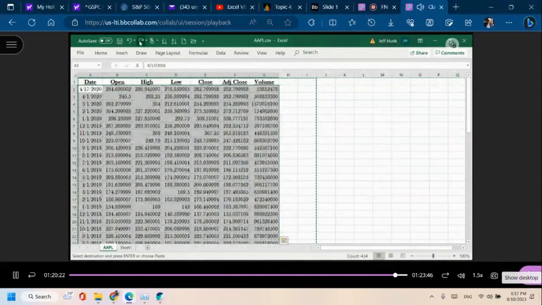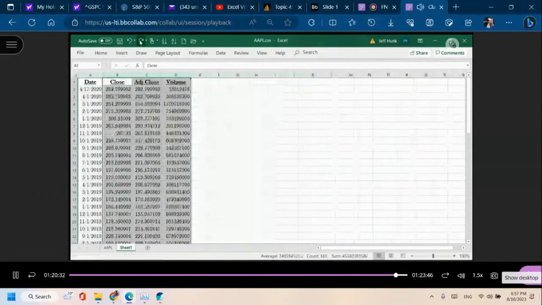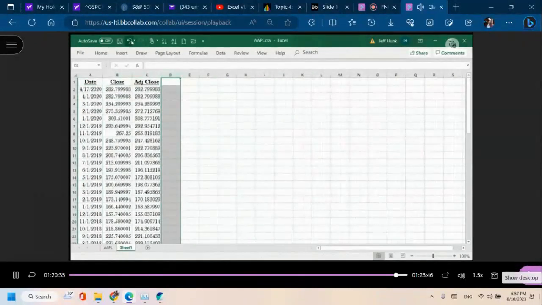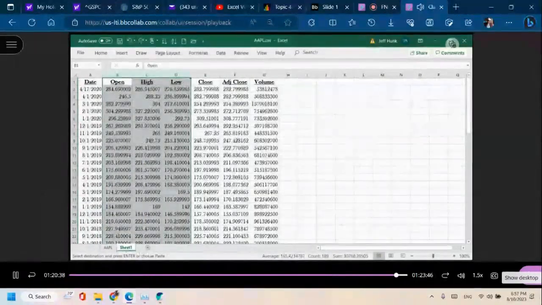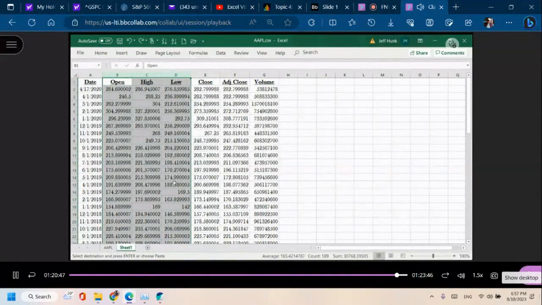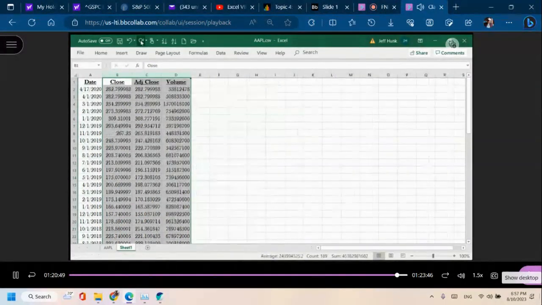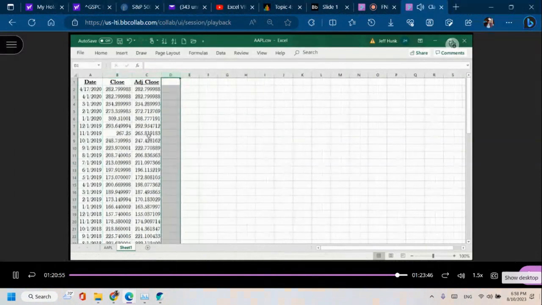And then after that, I highlighted the entire data set and pasted it on the second spreadsheet. From there, I don't need these three columns at this point, so I deleted them. I don't need volume at this point, so I deleted it. And then I was just about to explain what is close and adjusted close.